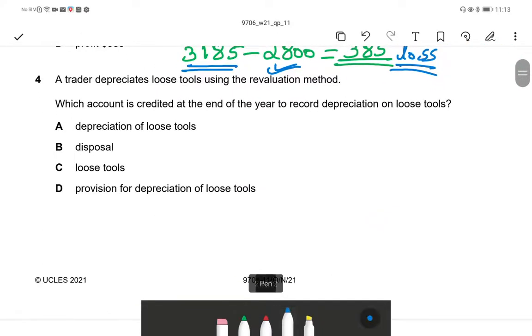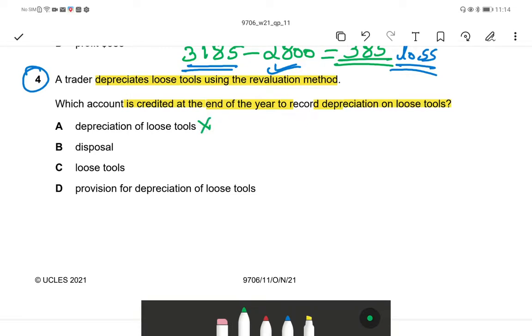Next, question number 4. A trader depreciates loose tools using the revaluation method. Depreciation of small items we always do using the revaluation method. Which account is credited at the end of the year to record depreciation of loose tools? Loose tools account only. Depreciation of loose tools is not credited with the loose tools depreciation, no.